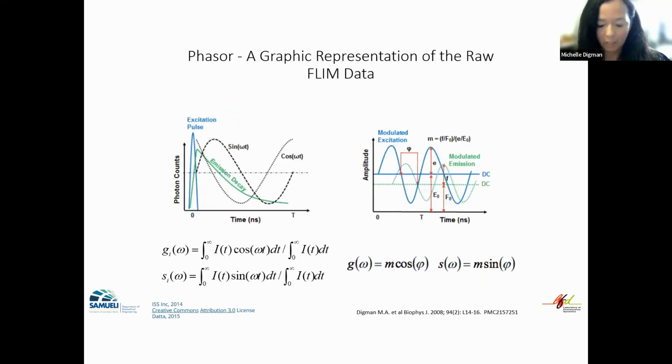And in Enrico's lab, they've actually made their own FLIM card with an FPGA chip. And if you're interested in that, I'm happy to share that work in the chat later.